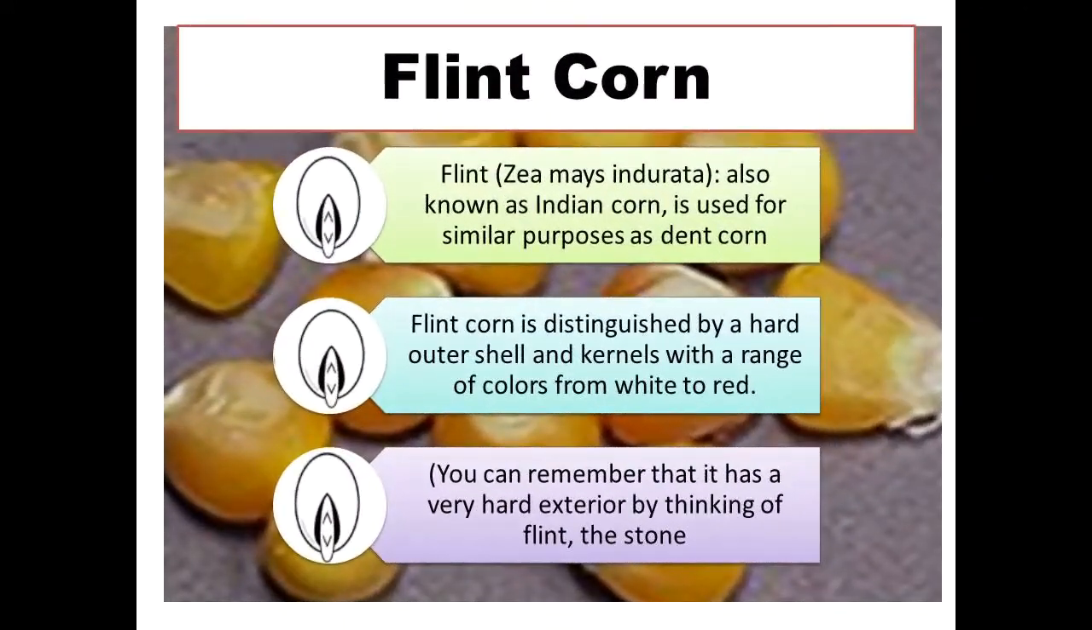The next type is flint, which is also called Zea mays indurata, also known as Indian corn, and its use and purpose are comparable to dent corn. It is different from dent corn due to the greater presence of hard endosperm. Due to the hard endosperm, its shape is retained even after moisture reduction and during maturity. To remember flint corn, we can compare it to a flint stone, which is also very hard and rounded in shape.